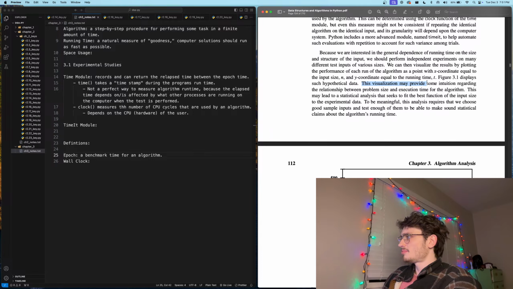The visualization may provide some intuition regarding the relationship between problem size and execution time for an algorithm. This may lead to a statistical analysis that seeks to fit the best function of the input size to the experimental data. To be meaningful, this analysis requires that we choose good sample inputs and test enough of them to be able to make sound statistical claims about the algorithm's runtime.